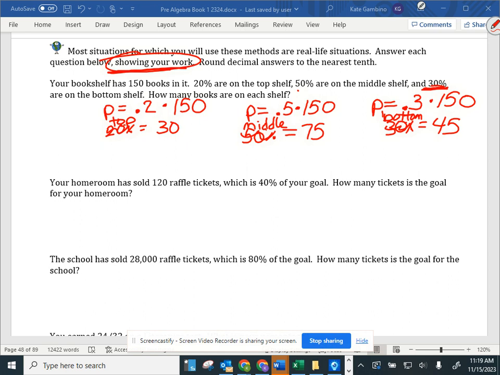Your homeroom has sold 120 raffle tickets, which is 40% of your goal. How many tickets is the goal for your homeroom? So homeroom has sold 120 raffle tickets, 40% is the goal. Okay, this one I know. 40% is my percent. 120 raffle tickets and the ticket goal for my homeroom. Which one is the part and which one is the whole? Grace?